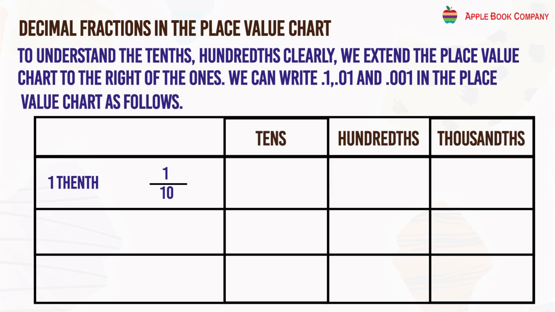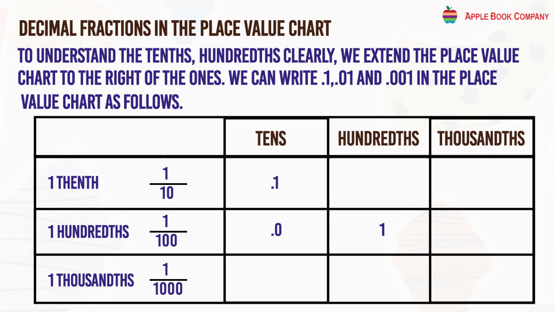1/10, 1 by 10, is 1 in tenths, 0.1; we don't have it in hundredths and thousandths. 1/100, 1 by 100, is 0.01: 0 in tenths, 1 in hundredths. 1/1000, 1 by 1000, is 0.001: 0 in tenths, 0 in hundredths, 1 in thousandths.